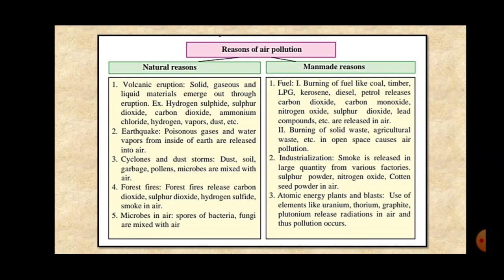Next is forest fire. Now, forest fire takes place due to high temperature and due to the friction of the leaves or branches of the trees. So forest fires release carbon dioxide, sulfur dioxide, hydrogen sulfide, and smoke in the air, and thus air pollution takes place. Then microbes in the air.